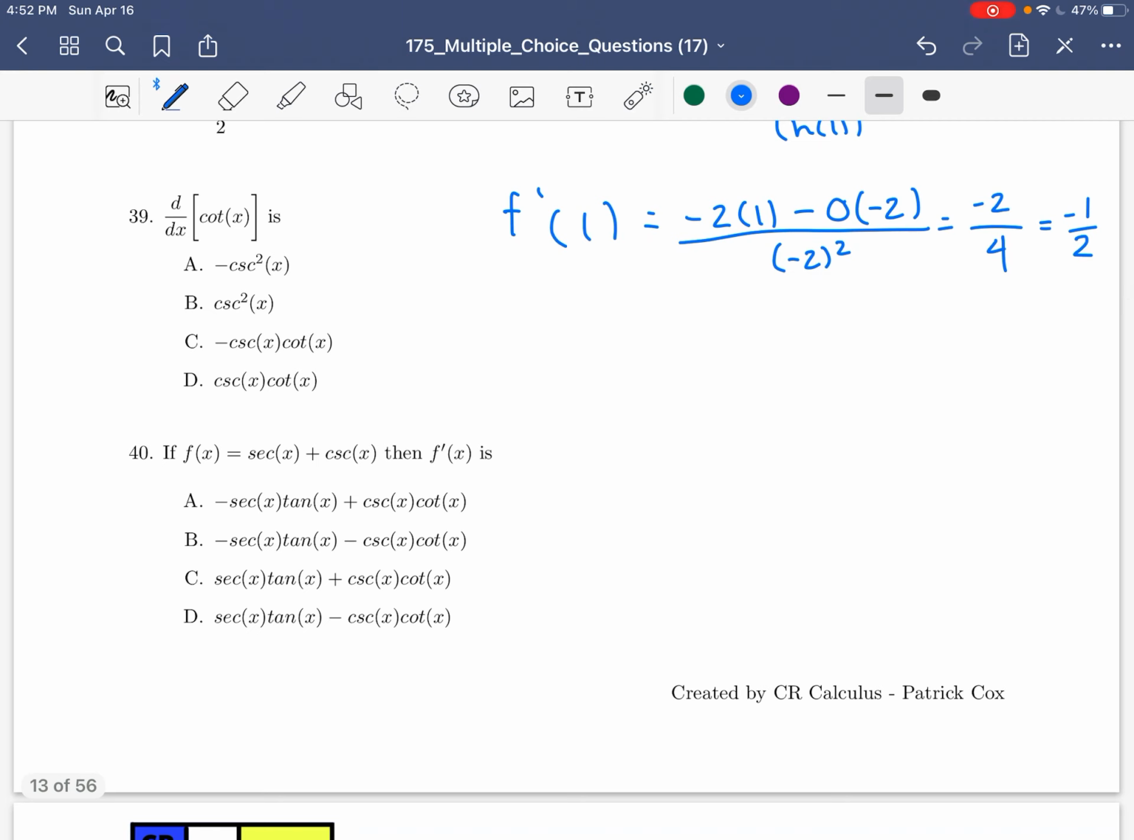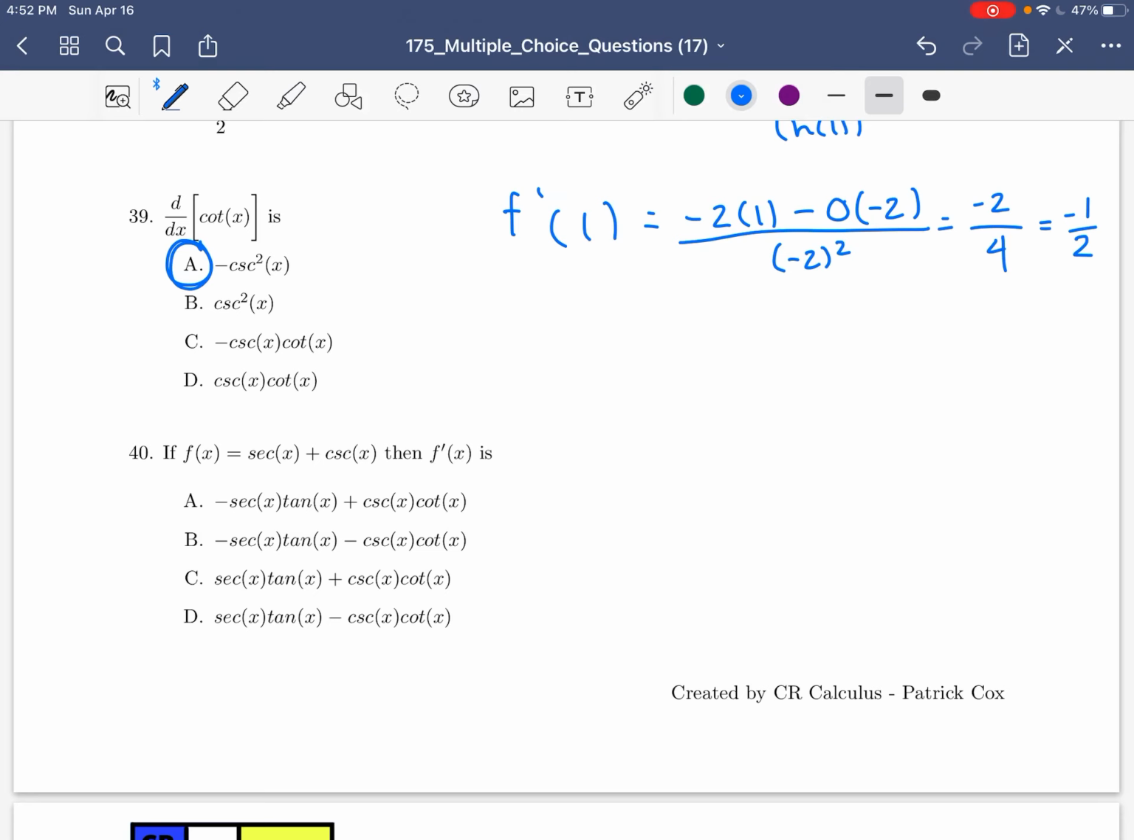Okay, 39 is just testing to see if we remember our trig derivatives. So the derivative of cotangent, this is one you should have memorized, just equals negative cosecant squared. Very easy question if you memorized your derivatives.